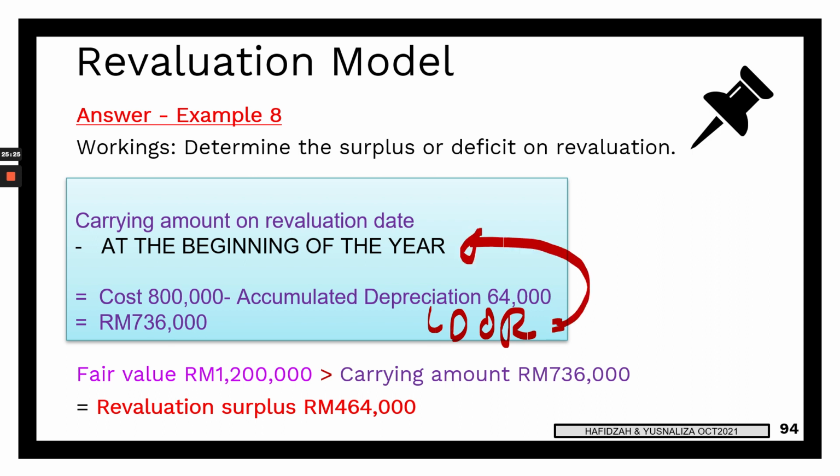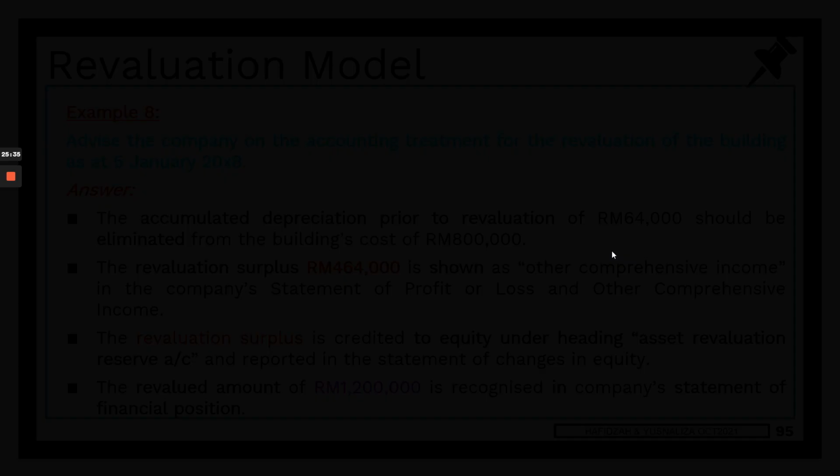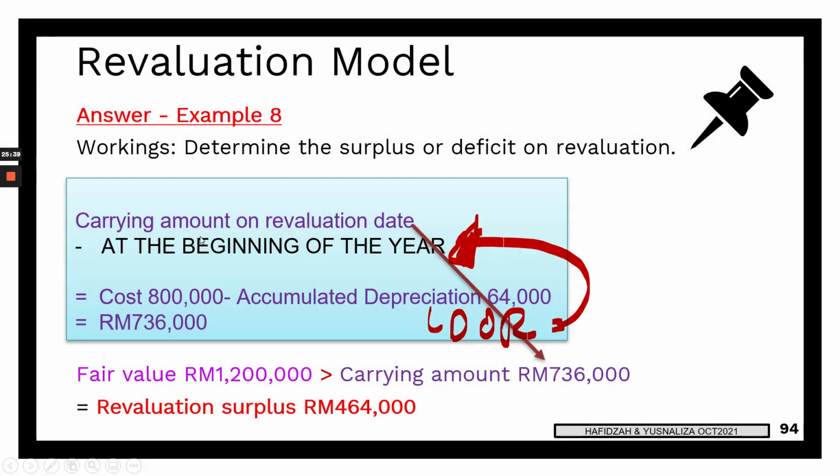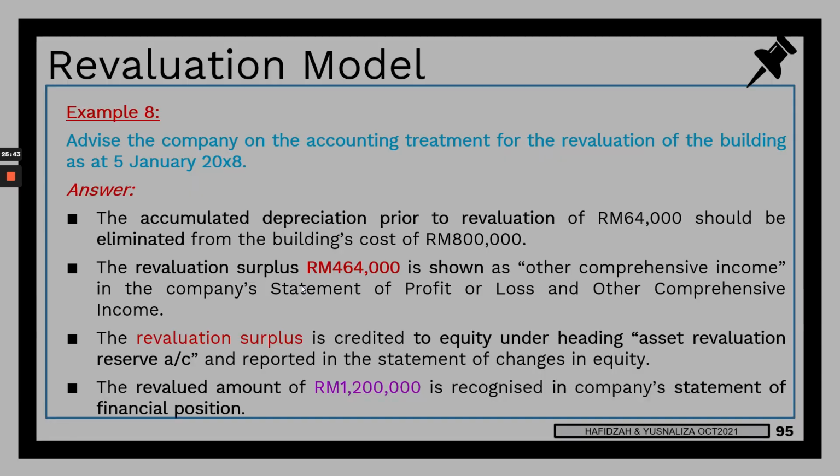Right, that was the date of revaluation. So the fair value is greater than the carrying amount. The revaluation surplus was 464. Okay, and let's look at the advice. After we have done that, I skip the journal entry section. You can try and take your time to do that.